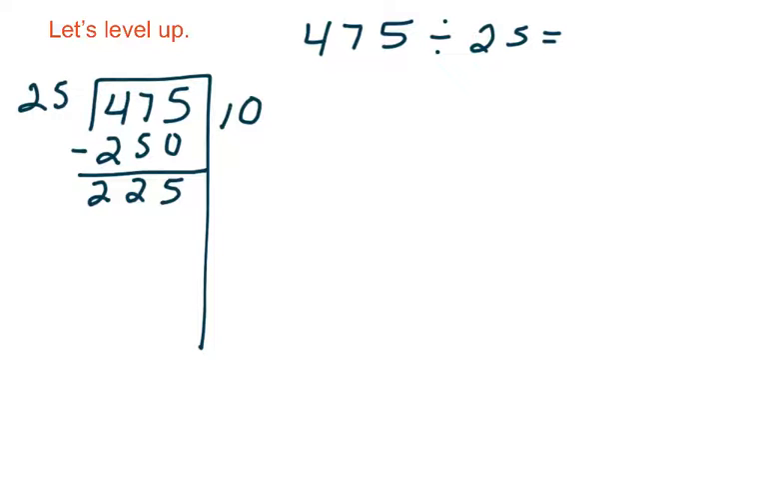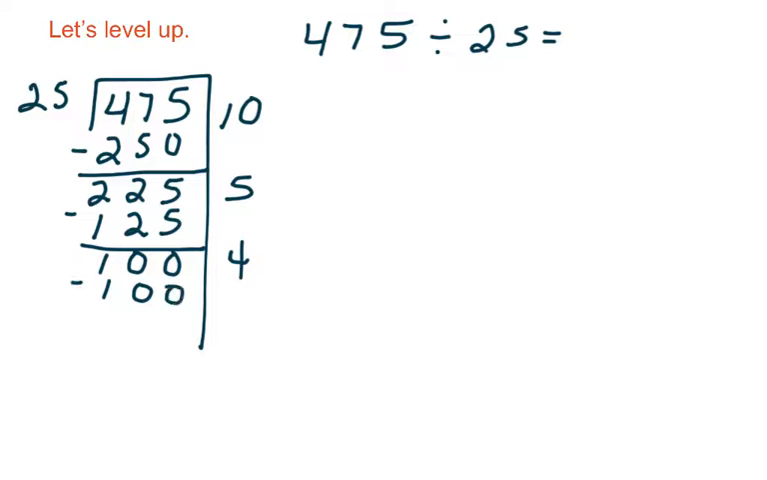I can't use 10 again as a friendly multiple, but I can use half of 10, which is 5. If I multiply 25 times 5, I'm going to get 125. When I subtract, I see that I have 100. And because I know 4 quarters make $1, I know that 25 times 4 is going to give me 100. And I can zero that out. Okay, so here I can see my quotient is, when I add 10 plus 5 plus 4, my quotient is 19. And I'm going to double check that using multiplication.